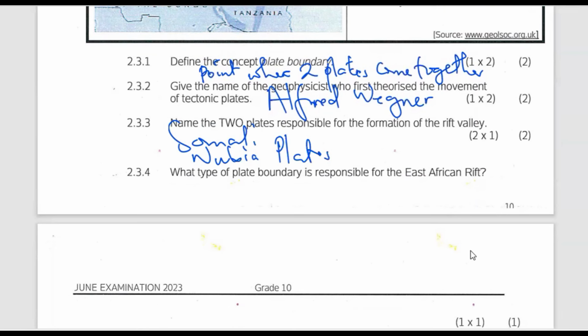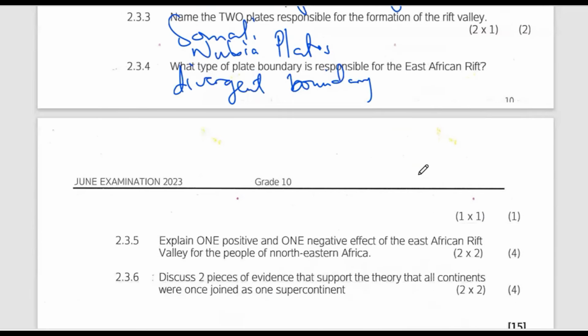What type of plate boundary is responsible for the East African Rift? We're looking at that Rift Valley. What type of plate boundary? It is a divergent boundary. Where two plates are diverging from each other, moving away from each other, they give rise to the formation of rift valleys. Where they are colliding, they give rise to the formation of fold mountains.